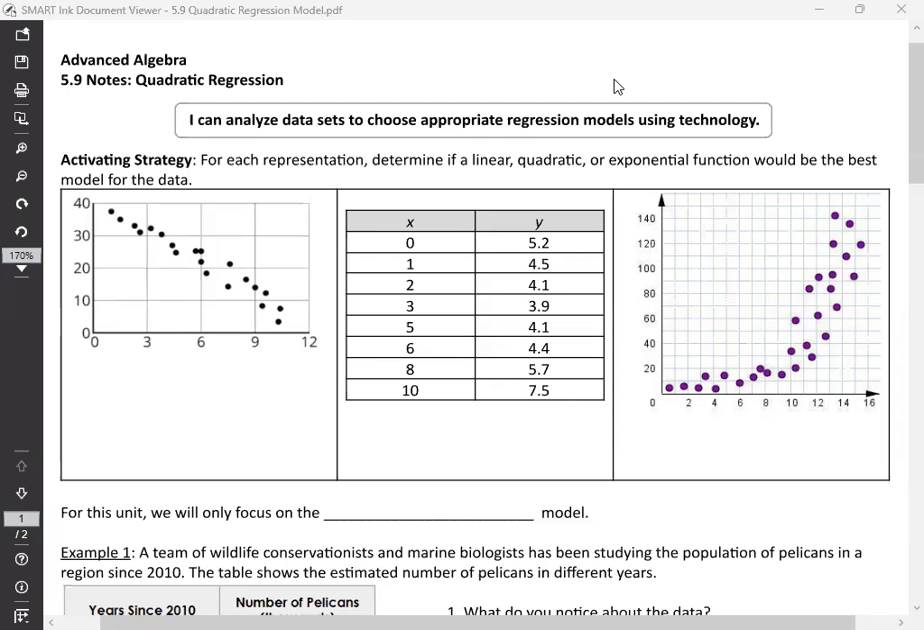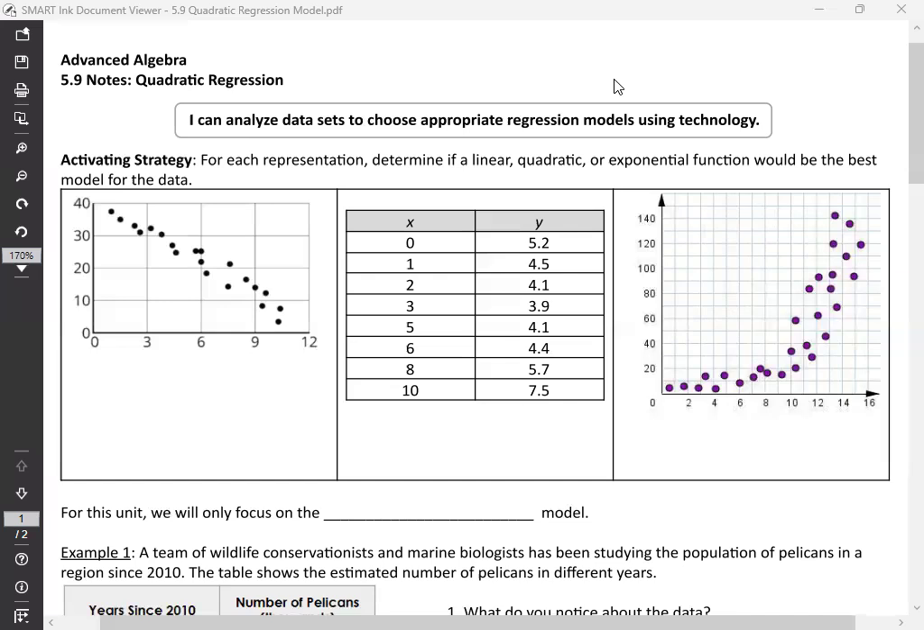So today our goal is to be able to analyze a data set to choose the appropriate regression model using technology. But again, our focus is going to be quadratic. So for the activating strategy, if you want to pause the video and answer the question first. We want to figure out for each representation, determine if a linear, quadratic, or exponential function would be the best model for the data. So you give those a try and then come back and check your answers.